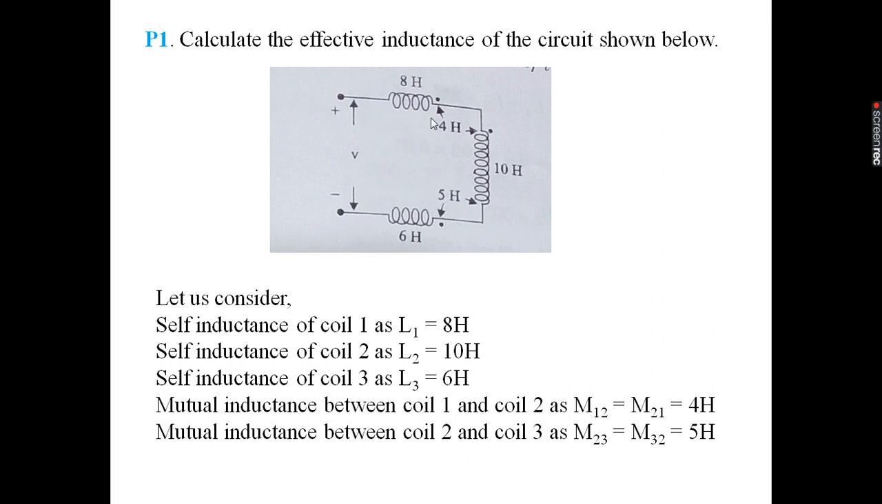The main objective of the problem is to find the effective inductance, the total inductance of the circuit. First let us take coil 1. This coil 1 has its own inductance, called self-inductance, 8 Henry, and some more inductance called mutual inductance because of the flux linking with this coil due to current flowing through coil 2. That is 4 Henry.